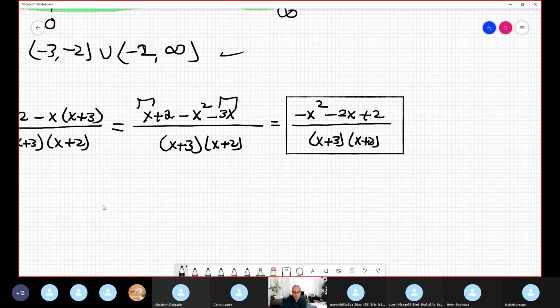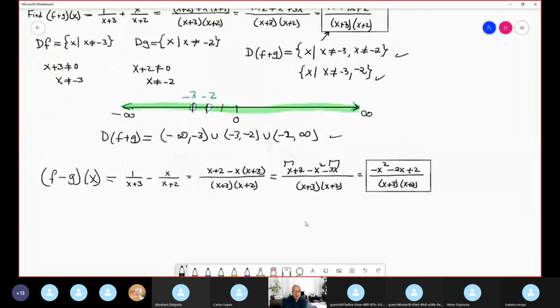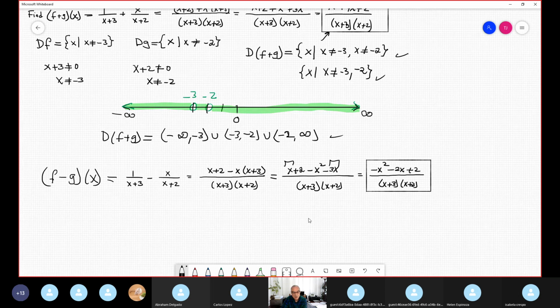And by the way, the domain is the same analysis, because the domain, whatever the operation, is the intersection of the domain of f and the domain of g together, right? So I don't care if it is plus or minus or multiplication. Well, division is complicated because it introduces a new restriction, but it's okay.